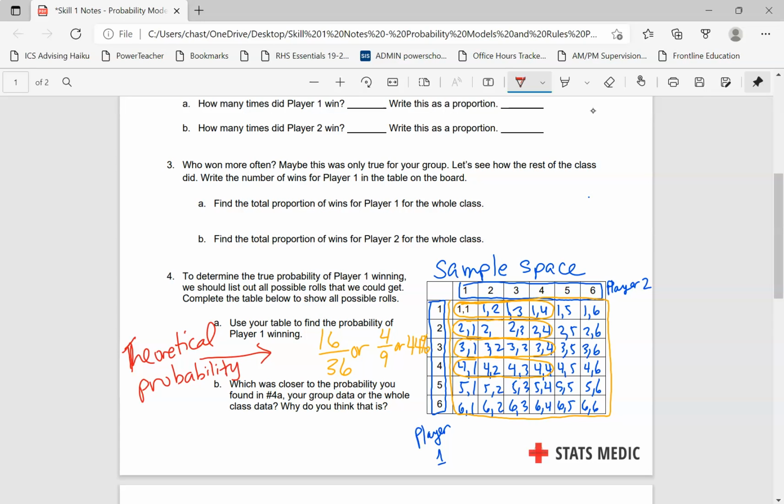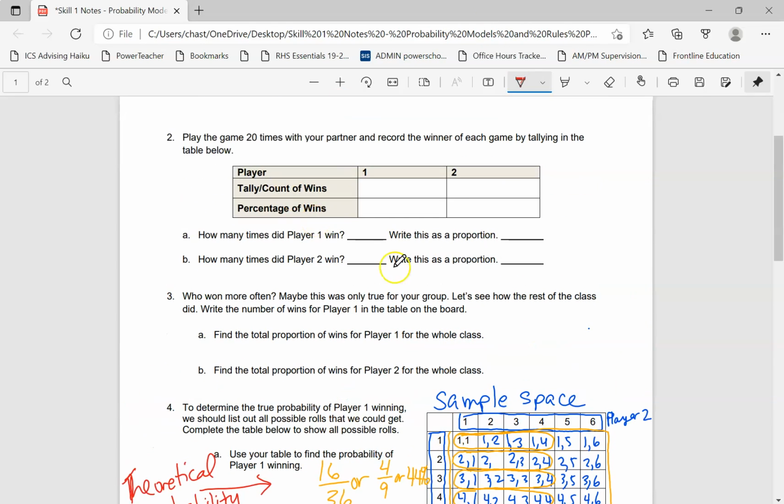Theoretical meaning that's what we expect to happen based on just knowing that there are 36 outcomes, and 16 out of the 36 we expect will be a dice roll of 1 through 4. Okay? Now, when you and your partner actually rolled the dice and came up with your results, this up here is what we would call experimental.